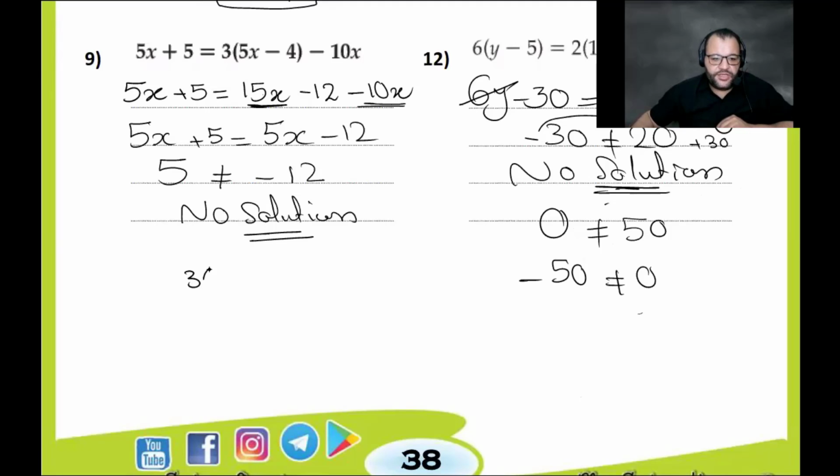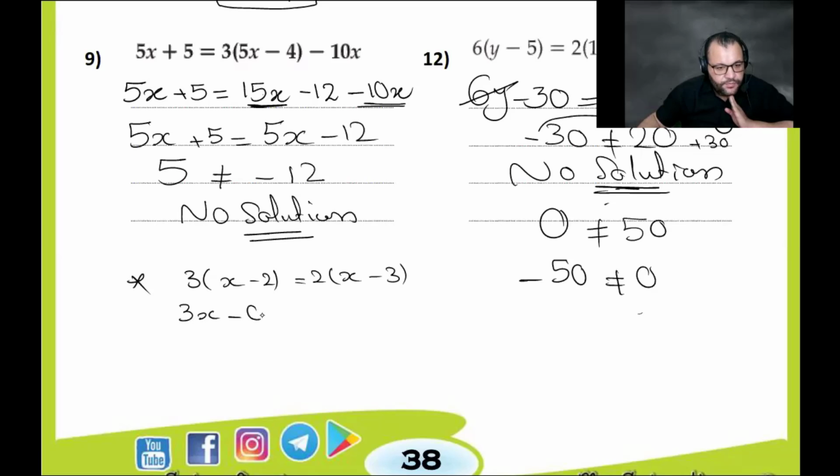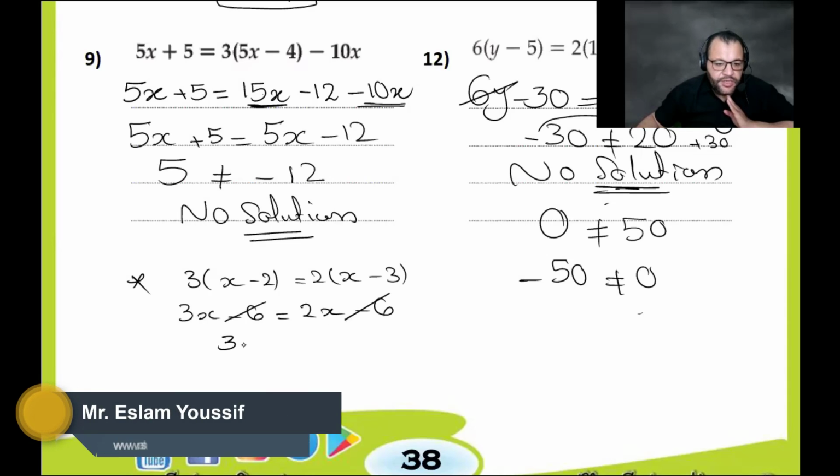We have here 3 times x minus 2, and here 2 times x minus 3. How do we solve this one? I need to solve this one. 3 times x is 3x, 3 times 2 is 6, so 3x minus 6 equals 2x minus 6. Then if you cancel the 6 and 6, the remaining is 3x equals 2x.